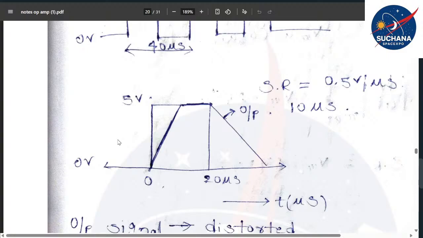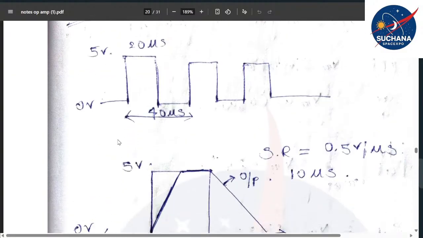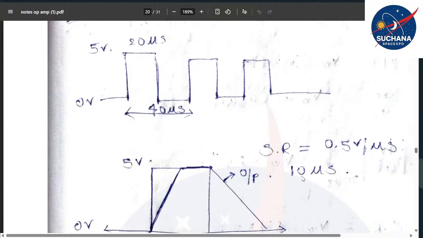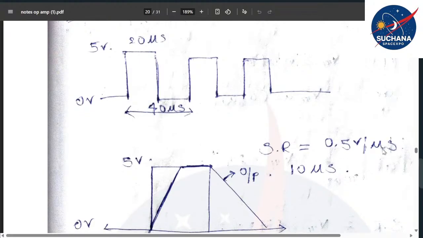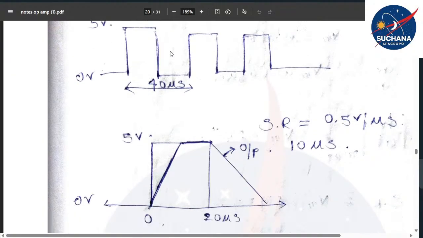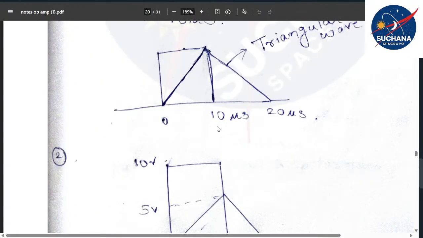So what does this slew rate indicate? It indicates that in 1 microsecond, the output voltage can vary up to 0.5 volt. This is what a slew rate indicates. Here in this scenario, it is a little difficult to understand, but try to focus on the concept. If you understand only one graph, all the other graphs you can predict yourself.